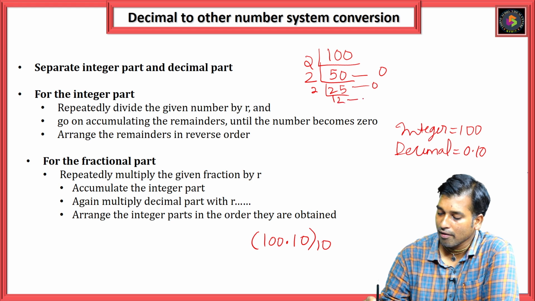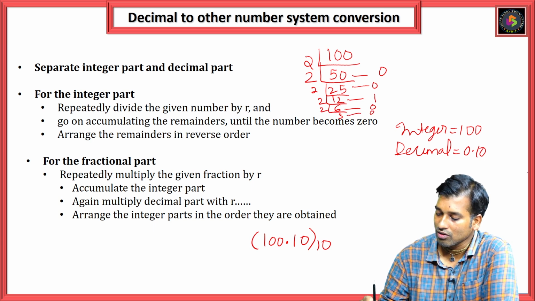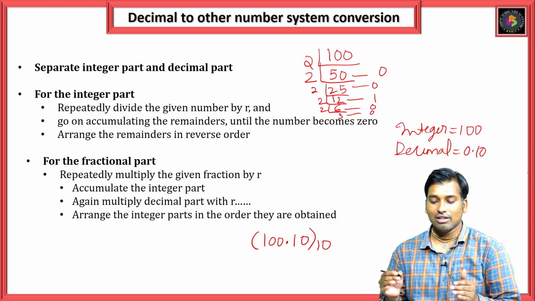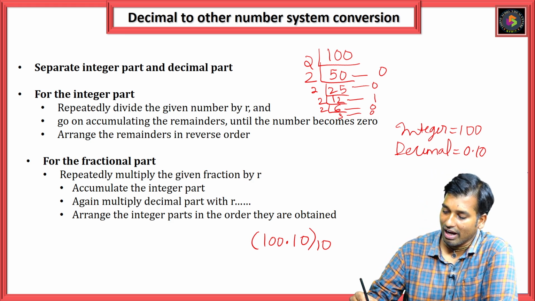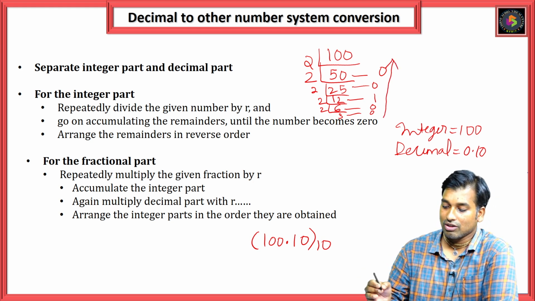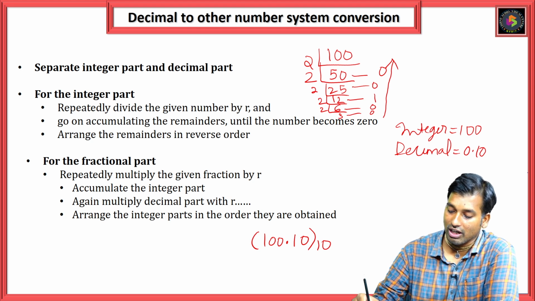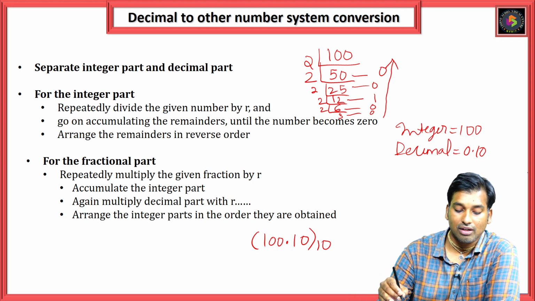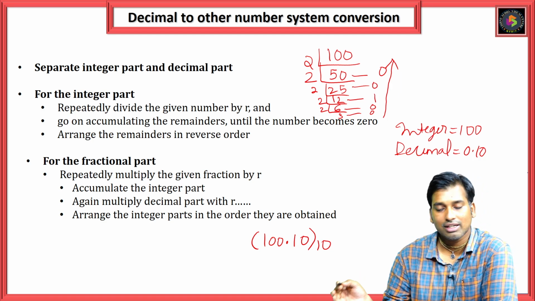12, remainder is 1, 2, remainder is 0, 2, remainder is 0. So we have to continue these steps until the number becomes 0, and we have to take these remainders from bottom to above, in the reverse order. This is how we collect all these binary digits. This is how you will convert the integer part to another number system.